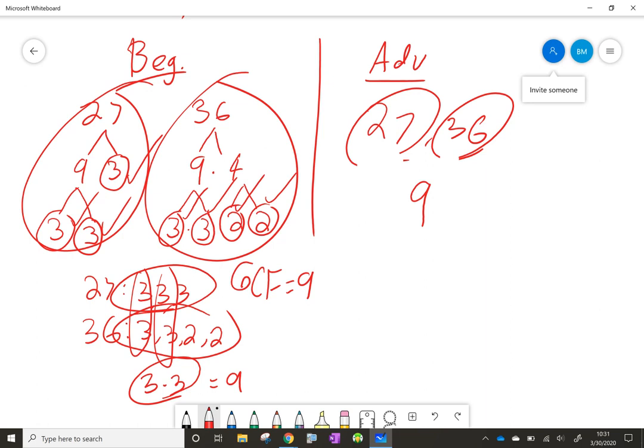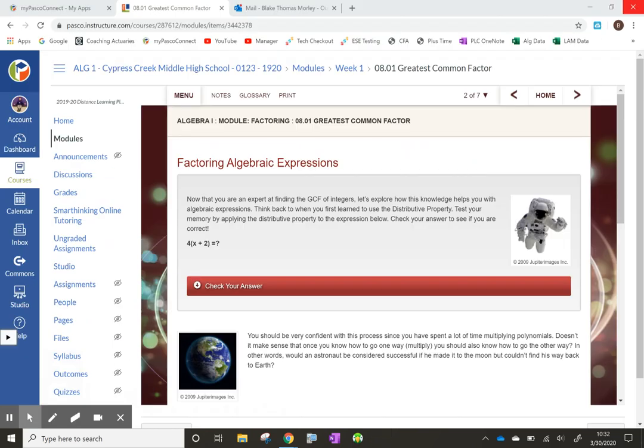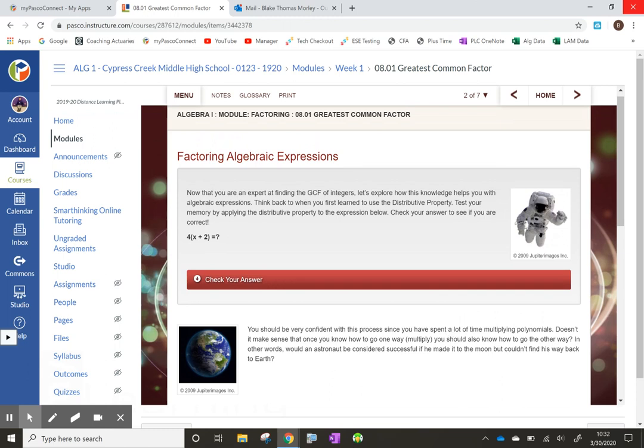If you want to pick a few more numbers and work it out, you're more than welcome to, right? If you have other questions, you can ask them in the discussion board. If you want me to show more examples, you can ask me in the discussion tab, okay? Discussion is where you can ask questions. All right, now let's look at part 2.